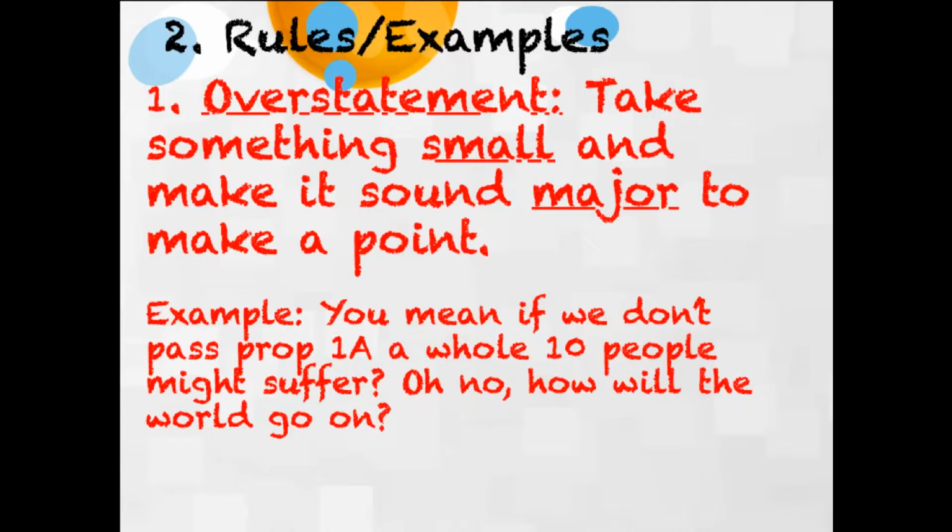For an example, let's just say Prop 1A was something on California's ballot measure coming up. We could have an overstatement like this. You mean if we don't pass Prop 1A, a whole 10 people might suffer? Oh no, how will the world go on? If you see here, I'm taking something small, 10 people suffering. That's really not that many in all of California. 10 out of all of California is not that many.